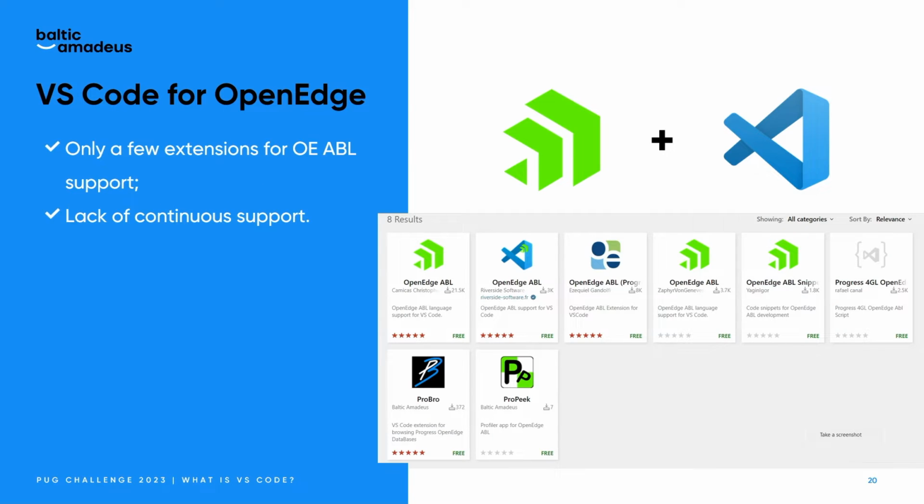Yeah, and what's related to VSCode plus OpenEdge. For now, if you search in the VSCode marketplace, you would see 8 results. One of them is OpenEdge ABL, which is now the main extension for language support, and there are 2 extensions created by us at Baltic Amadeus. The one, ProBro, was presented last year. We worked on that through this year and improved it a lot. I will mention it a bit later. And today I will present more about the ProPeek extension we created for looking at and analyzing profiler output files.